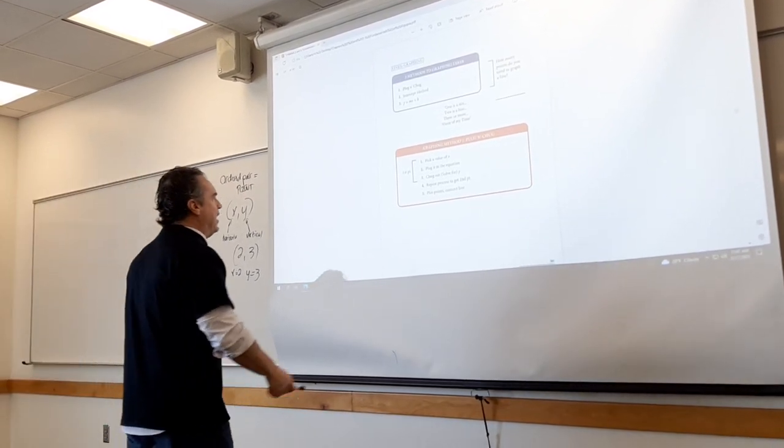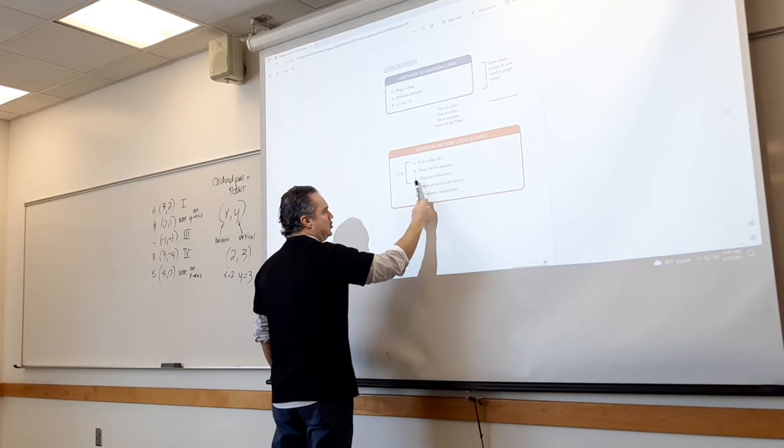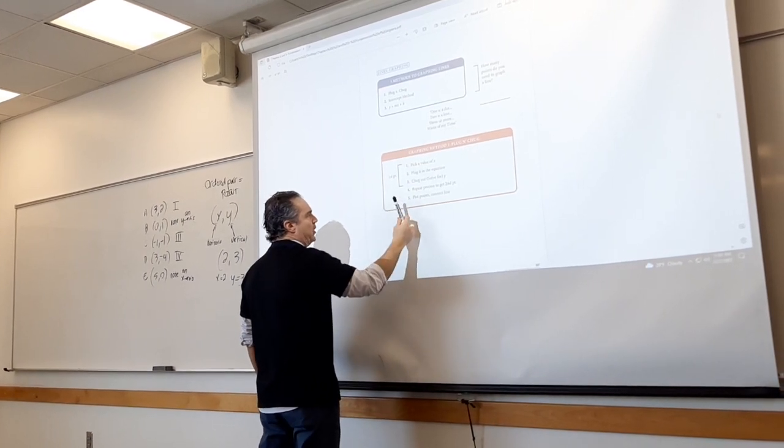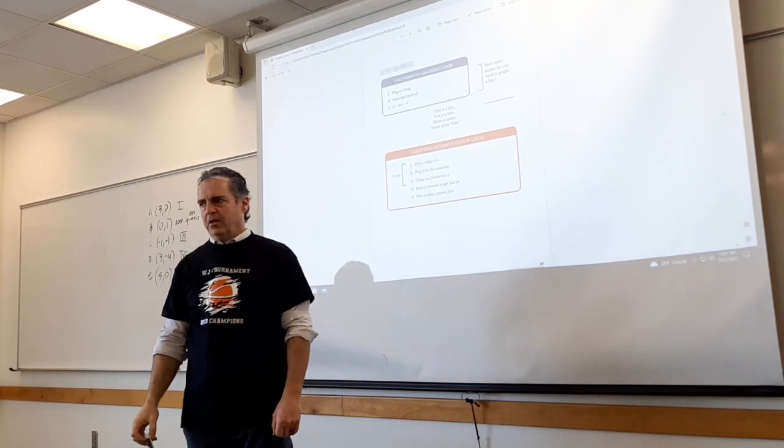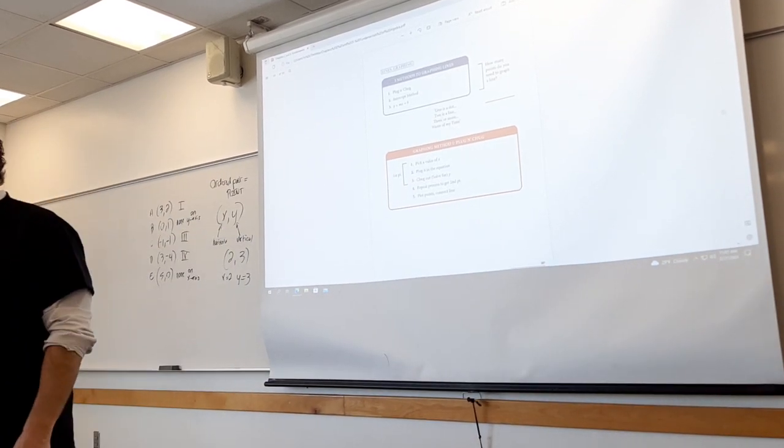Plug and chug method, 5 steps. Pick a value of x, plug it in the equation, chug it out, solve for y. That gives you your first point. How many points do you need to graph a line? Only 2.